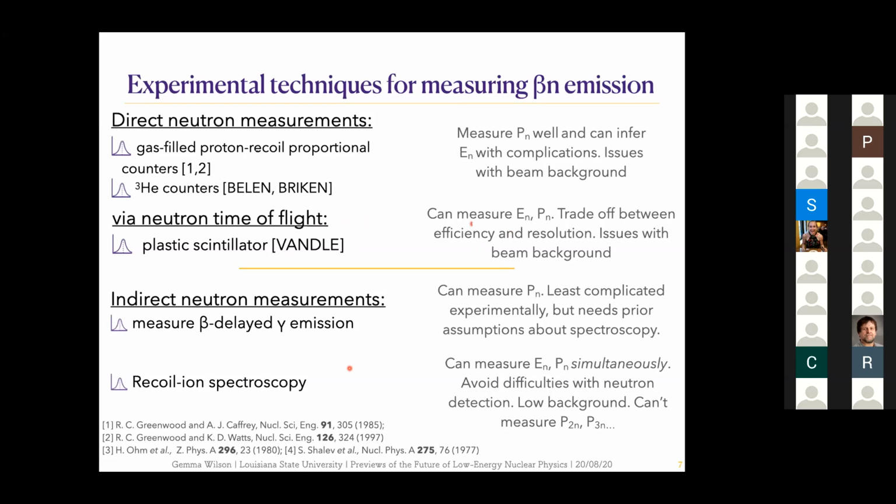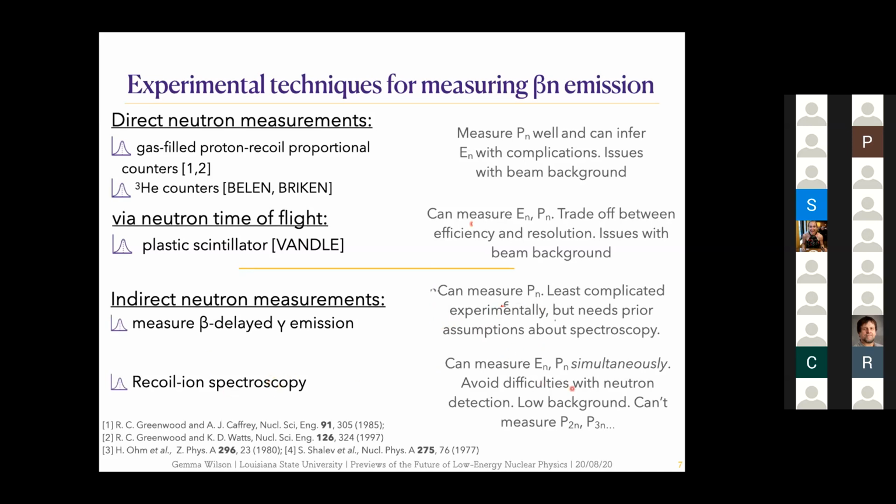For indirect measurements, measuring beta-delayed gamma emission is the easiest experimentally, because all you have to measure is a beta tag and then the gamma rays. But this requires a lot of assumptions about the spectroscopy. So you need to know the gamma feedings, neutron feedings, if there's electron capture that's present. So this gets complicated very quickly as to whether you can analyze the data and get the true message from the data. Then there's Recoil-ion spectroscopy, which is the focus of this talk.